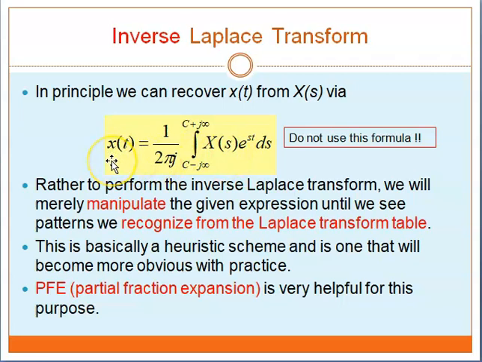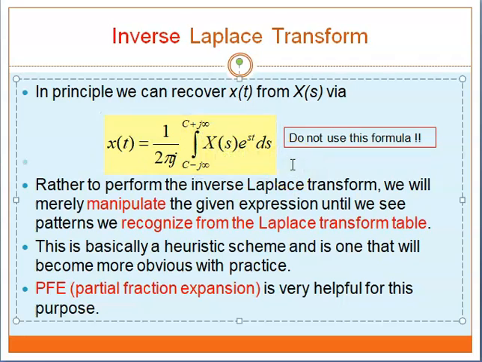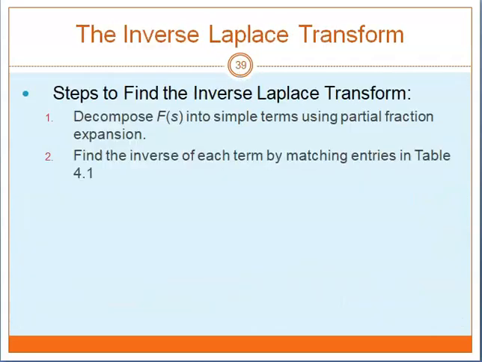So this is an equation: f(t) is equal to 1 over 2 pi j, and then the integration of F(s) e^(st) ds from c minus j infinity up until c plus j infinity. It is quite troublesome to do this. So instead of using the formula, we're going to apply PFE, which is partial fraction expansion.